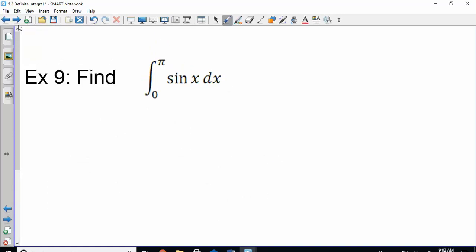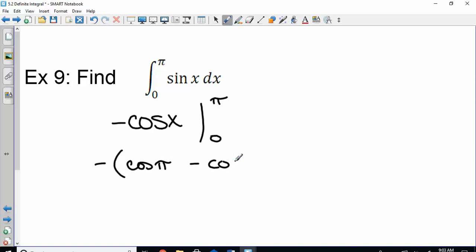Just keep working this. Integral from 0 to pi of sine x dx. So what is the antiderivative of sine? Negative cosine. We're evaluating from 0 to pi. You can keep the negative if you want or just pull it out in front. A lot of times I just pull out my coefficients. It doesn't matter a bit. So then we do cosine of pi minus cosine of 0.